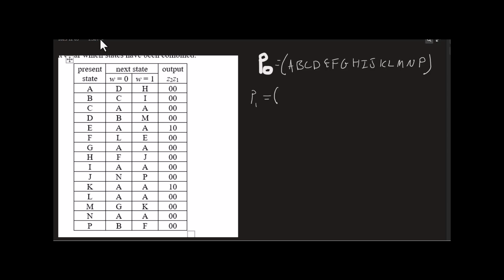So A, B, C, D, and F through J, F, G, H, I, J, and then L through P, L, M, N, P. And your minimization is best if your final partitions are as big as possible. You want big partitions. And then my other partition are those that have 1, 0, which are E and K.